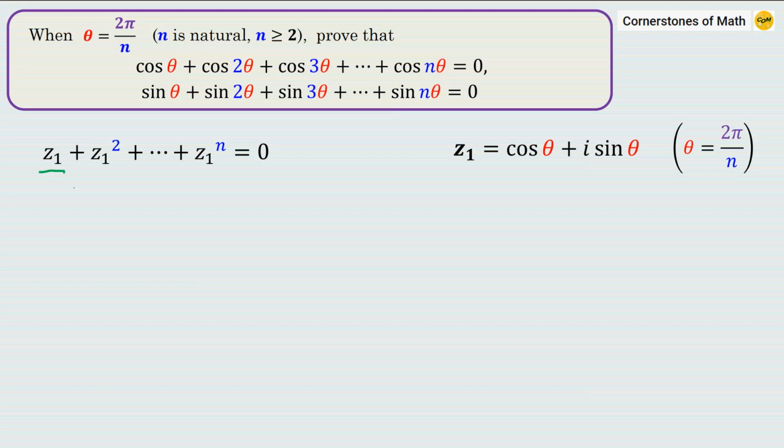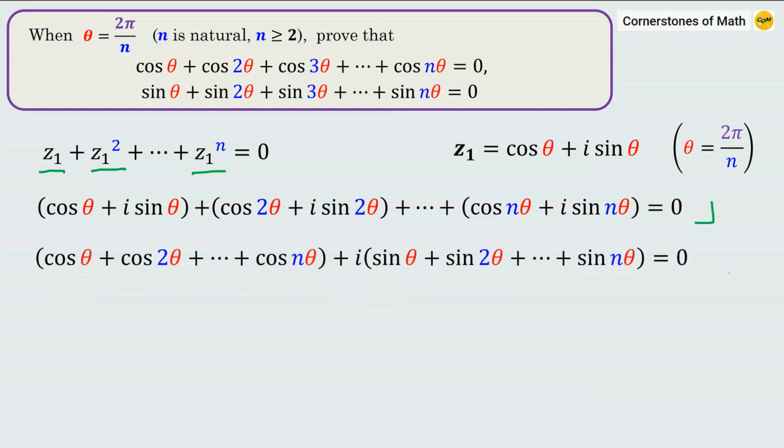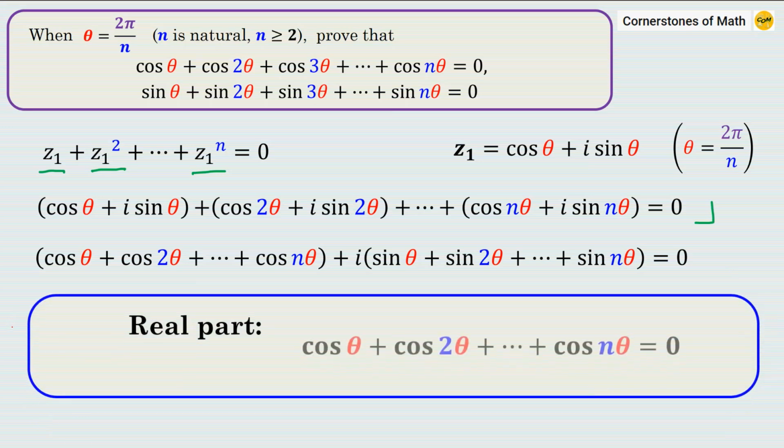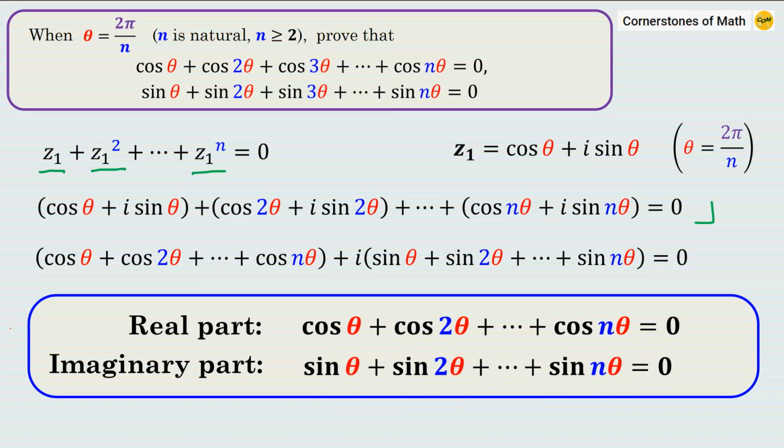Here, this z1 is obviously cosine theta plus i sine theta, and this z1 squared is cosine 2 theta plus i sine 2 theta, as we have already shown using de Moivre's theorem, and so on, and this z1 to the power of n is cosine n theta plus i sine n theta. So we have this. Here, if we write the real part and the imaginary part separately, we have this. Therefore, from the real part, we obtain cosine theta plus cosine 2 theta plus so on plus cosine n theta equals 0, and from the imaginary part, we obtain sine theta plus sine 2 theta plus so on plus sine n theta equals 0. And this completes the proof.